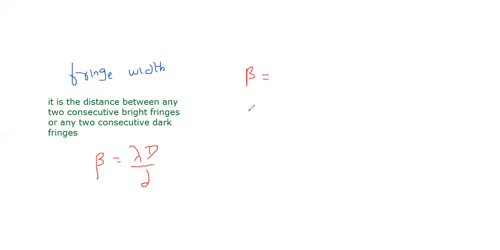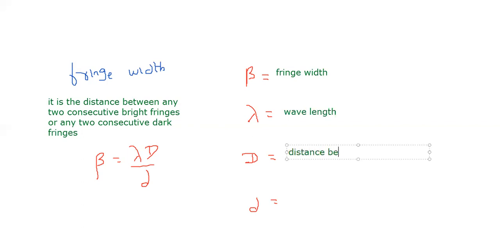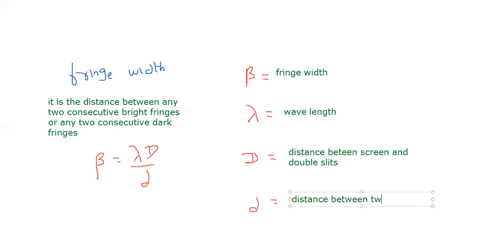Beta is the fringe width. What is lambda? Wavelength. What is capital D? Distance between double slit and screen. Small d is the distance between the double slits. So beta is the fringe width, lambda is the wavelength, capital D is the distance between screen and double slit, and small d is the distance between two slits.